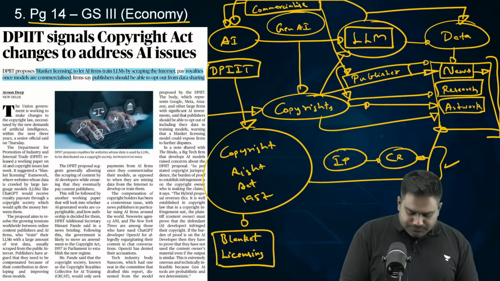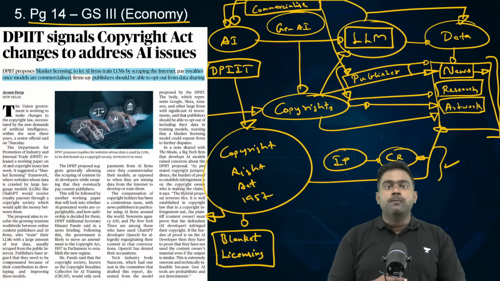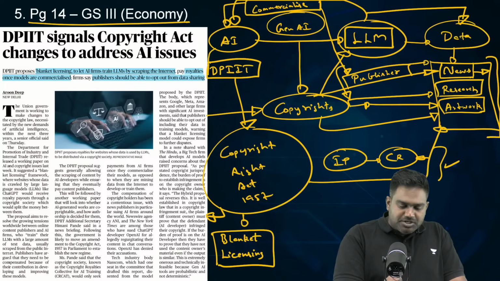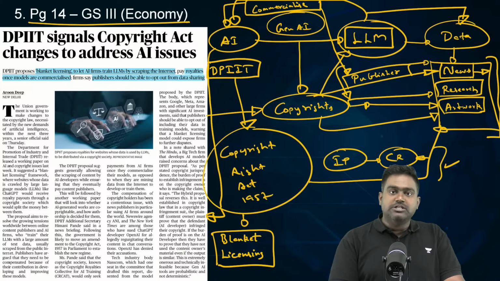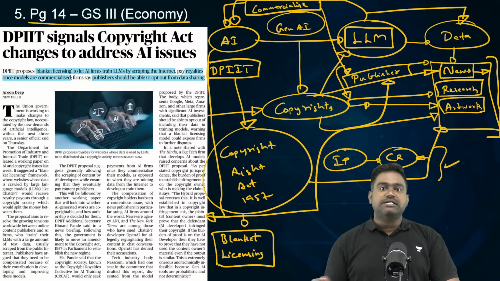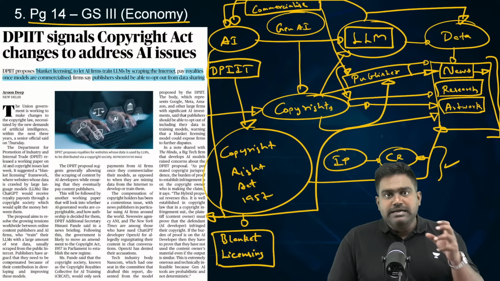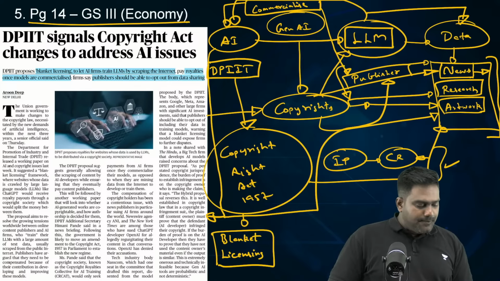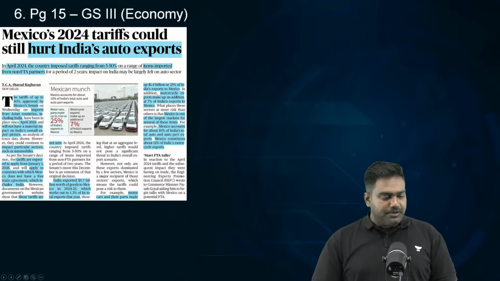There would be a trust where the funds would accrue, a society which is set up where the money from the commercialization of LLM models will flow. And this money will be used to compensate the publishers and the creators whose work and data would have been used to train these algorithms. So that is the mechanism being proposed by the government.